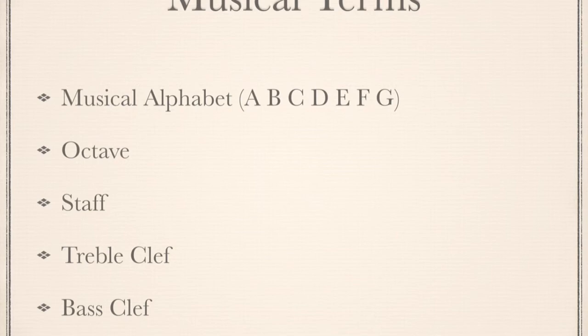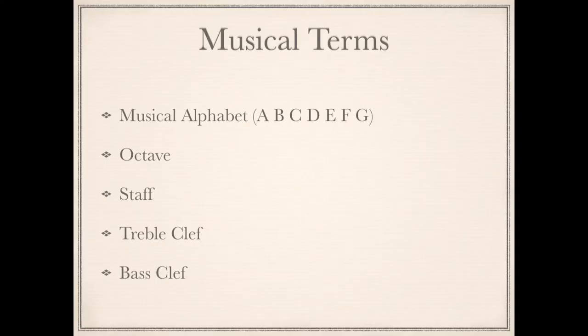Before we go, let's take a moment to review the terms we have covered in this video. The musical alphabet, or the 7 letters we use to label notes, the octave, which is the distance between two notes with the same name, the staff, which is the group of 5 lines on which we notate musical pitches, the treble clef for high notes, and the bass clef for low notes.